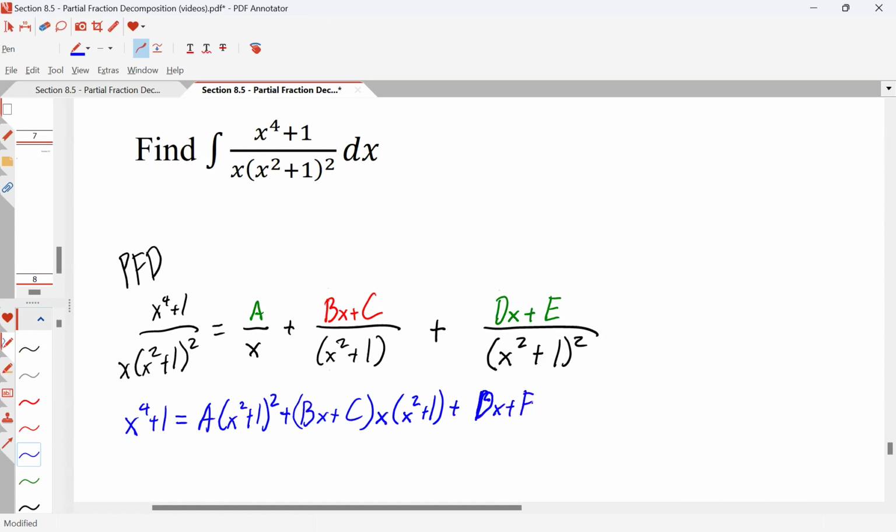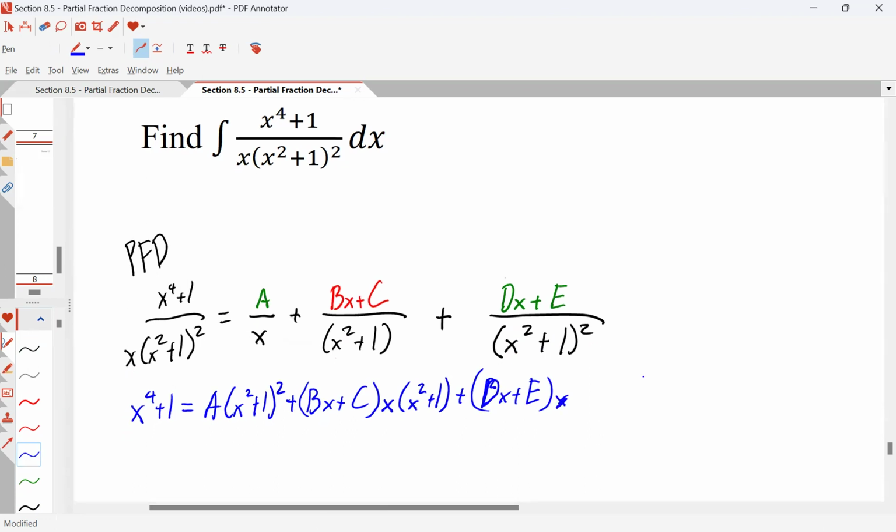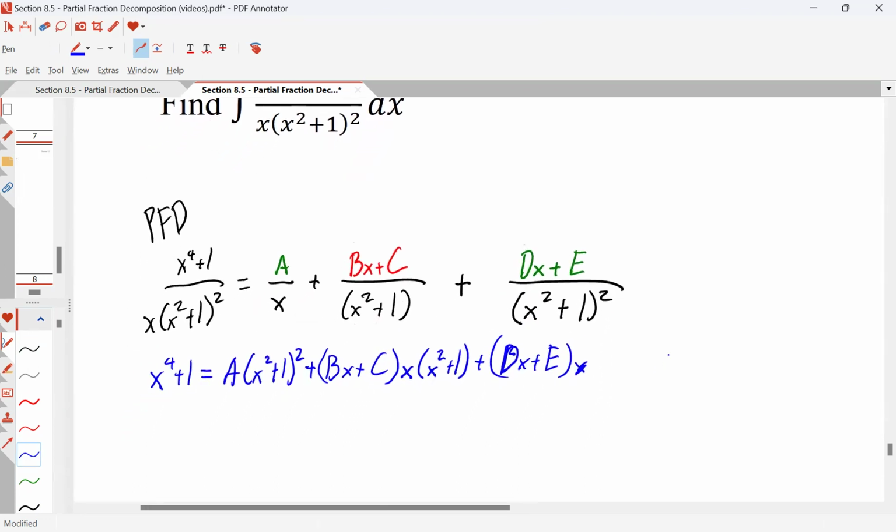And the last part, Dx plus E, in parentheses, when we multiply by our denominator, we have the x squared plus 1 squared, but we do not have the x. So just an x on that last part. I'm going to multiply this all out. I'm going to do it in one step, but when doing these problems alone, be careful about multiplying everything out properly.